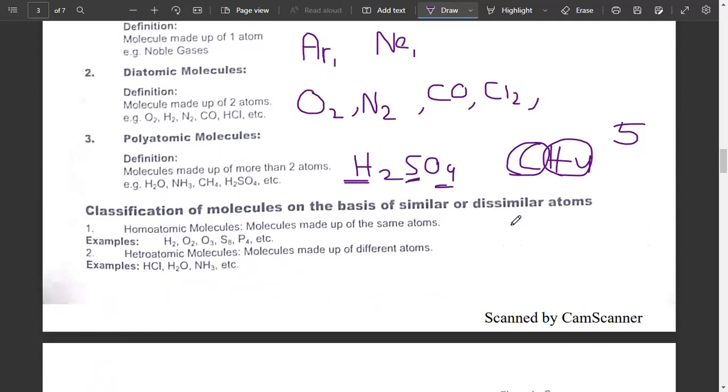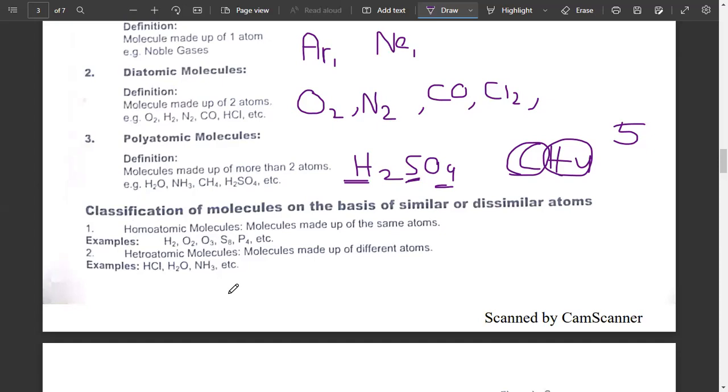Now, if we classify those molecules on the basis of similar or dissimilar atoms, we have homatomic molecules, which are the molecules made up of the same atoms, such as hydrogen, oxygen, ozone, O3, S8 sulfur, P4 हो गया phosphorus. ठीक है, ये सब भी आपके पास किसी ना किसी नंबर. जब हमने ओजोन लिखना तो we have to write O3, oxygen O2.